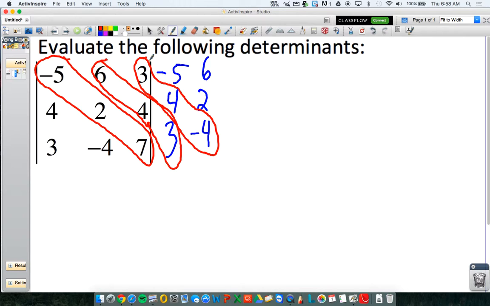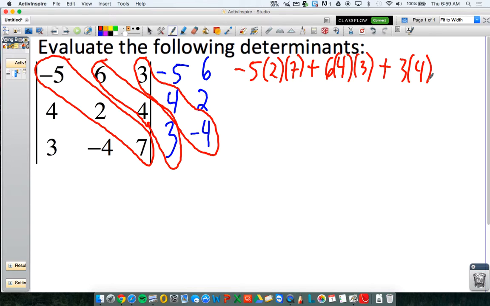And you're going to take the product of each one that I circled, so -5 times 2 times 7, and you're going to add it to the other downward diagonals. Plus 6 times 4 times 3, plus 3 times 4 times -4. And you're going to get an answer for all this. You could even put it in brackets to show that this whole thing is grouped. So let's work this out first before I start talking about the upward diagonals.